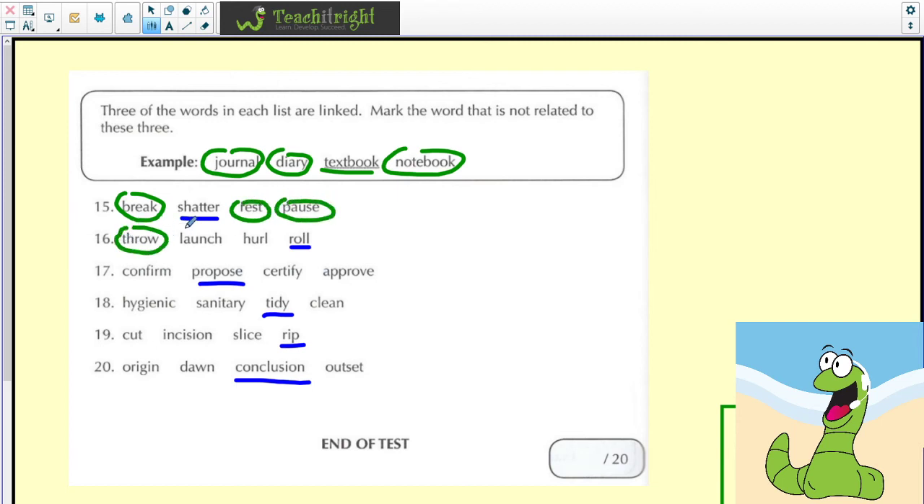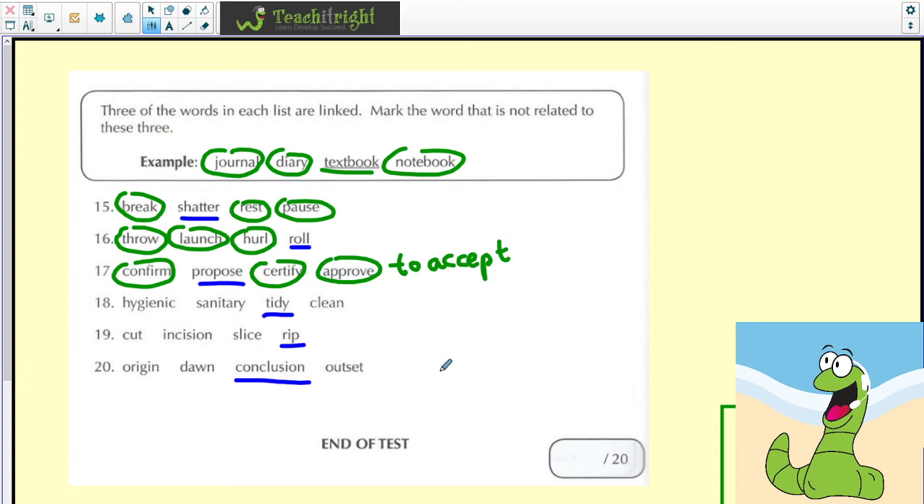If I throw, launch and hurl, they all mean to sort of chuck something or propel through the air, so roll would be the odd one out. If I confirm, certify and approve something, they all mean to accept, whereas propose means when you sort of put in an idea, but all the others mean to accept. Hygienic, sanitary and clean all mean germ-free. That's quite an apt kind of question at the moment, isn't it? To be germ-free. Whereas tidy can be tidy, but it doesn't necessarily mean that you're clean, so that's the odd one out.